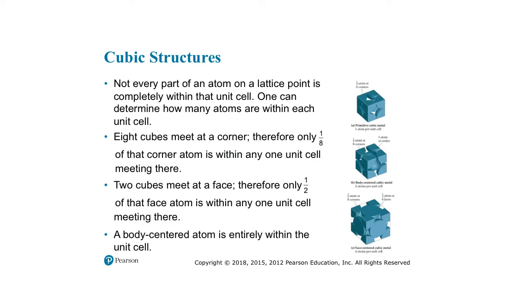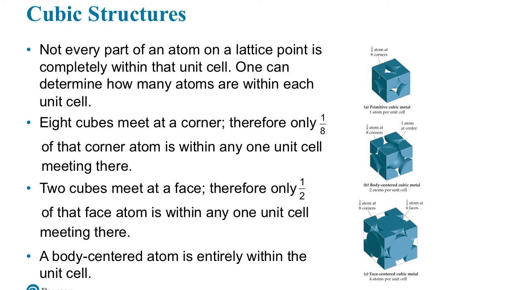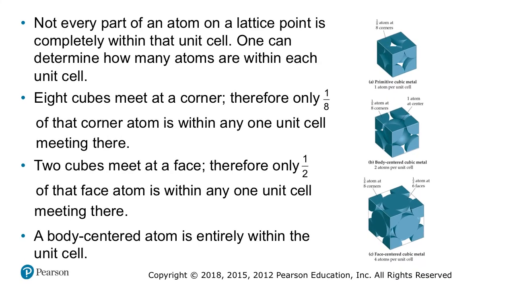So the cubic structures, this is a little bit of a different type of picture where we can see the primitive cubic, you're getting 1/8 of each atom within 1 unit cell for the corner position. So 8 times 1/8 gives 1 atom. Here we have that same 1 atom from the corners plus the 1 in the middle for 2, and then the 1/8 of the atoms at the 8 corners plus the half on the 6 faces.